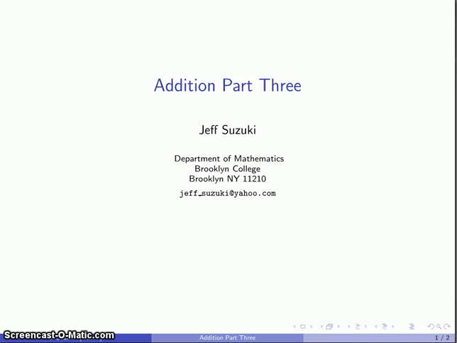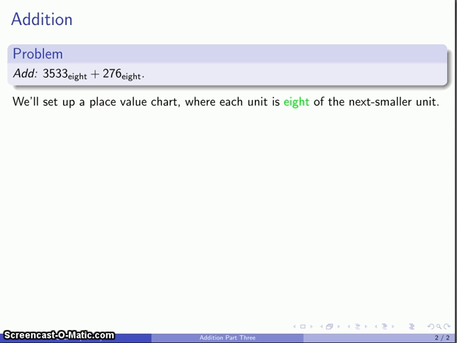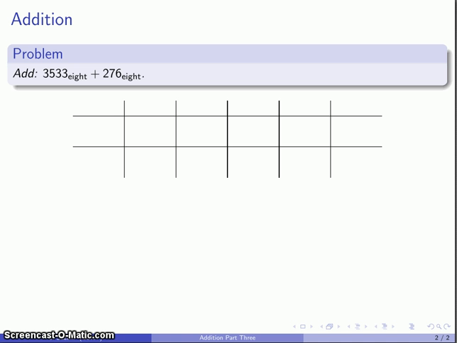All right, so let's take a look at another example. So this time we'll add 3533 base 8 to 276, also in base 8. So we'll go ahead and set our empty place value chart down. Since we're working in base 8, each unit is going to be 8 of the next smaller unit. So there's our empty place value chart, and we can set down the names of our units.